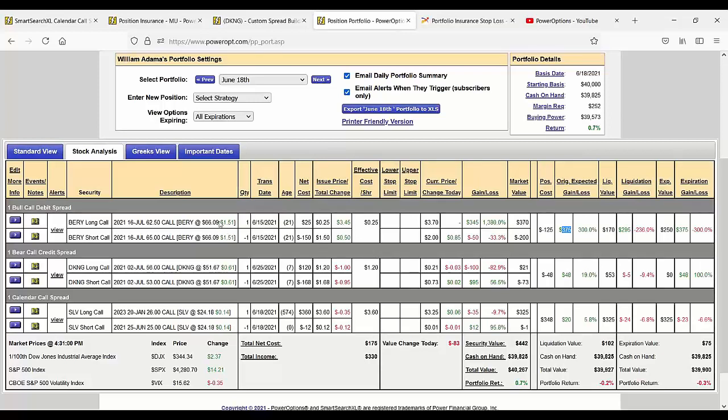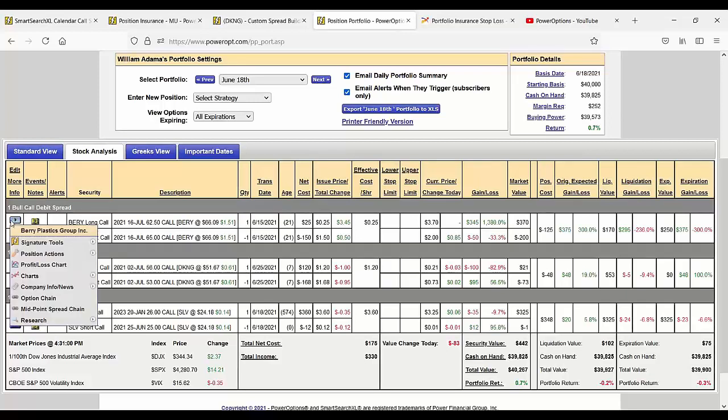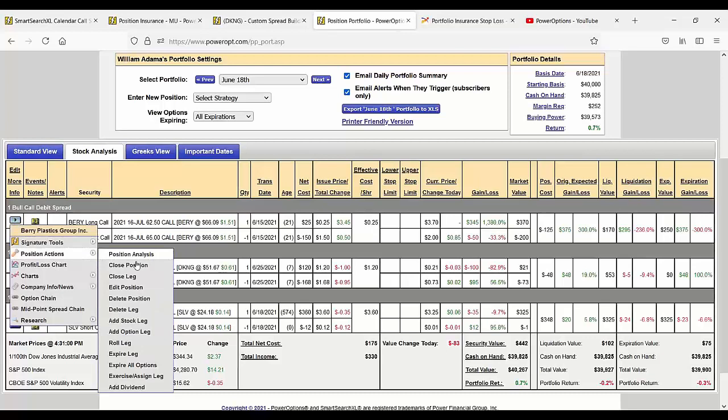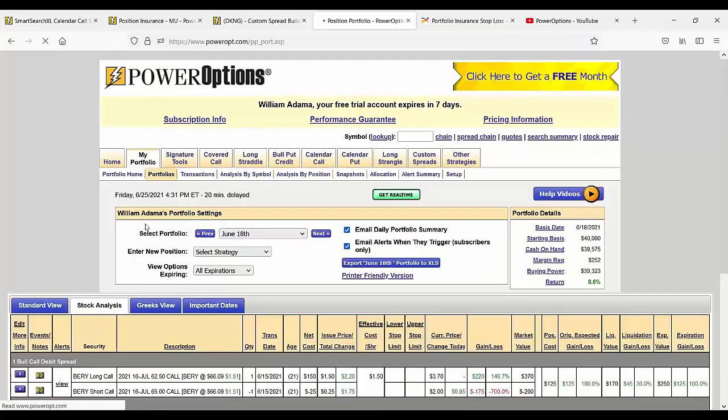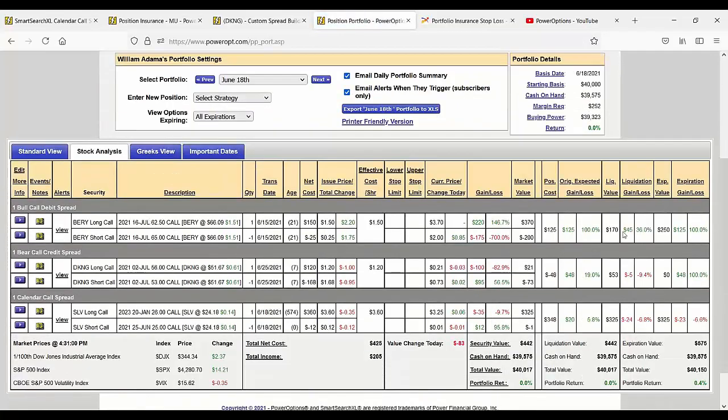Oh, I'm sorry. I did a credit. James, I am sorry. I'm so used to entering bull put credit spreads that I put the bull call debit spread in as a credit. Let me edit that. Let's change that up, shall we? This is 1.50. And this is 25, the out of the money. Better.